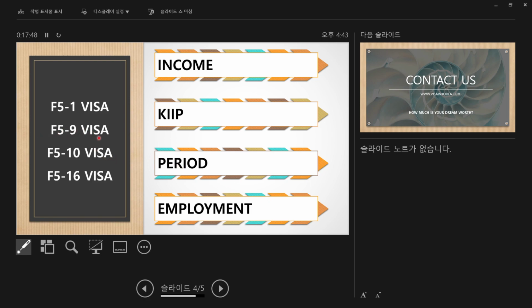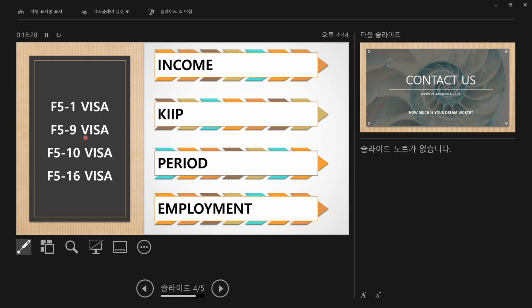The F5-9, but I haven't seen someone introduce the F5-9 visa before. The F5-9 is a very rare visa, right? But I think some of you may meet this F5-9, so you need to check that. The F5-9 is for advanced-field PhD holders from overseas, right? So you need to have a PhD in advanced technologies, like IT, biotechnology, chemicals, and engineering, that kind of PhD, right?